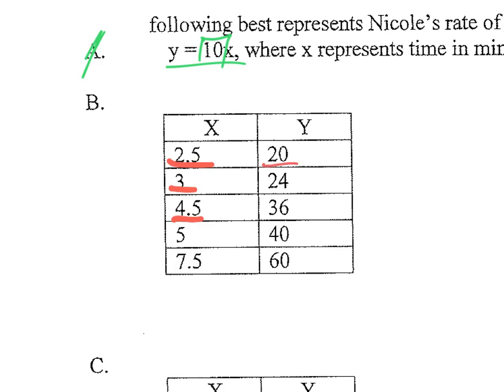Actually, let me write out these numbers so you can see what I'm talking about. I'm doing that times 8. Now I'm going to do 3 times 8. Well, that's 24. 4.5 times 8. I don't know that one off the top of my head. That one comes out to 36. I'm going to keep checking these. I'm going to do 8 times 5. Well, that's 40. Now I'm going to do 7.5 times 8. I'm willing to bet that's going to be 60, but let's check it anyways. Times 8. Yep, that comes out to 60. Our answer is definitely going to be B.